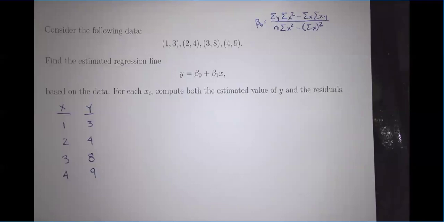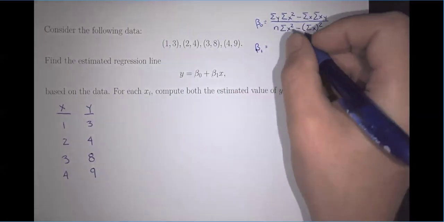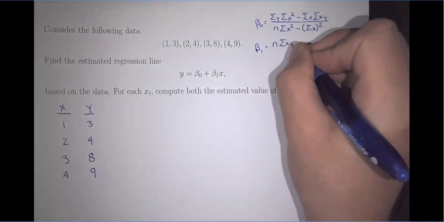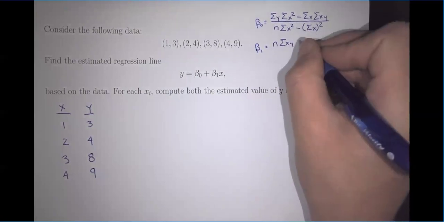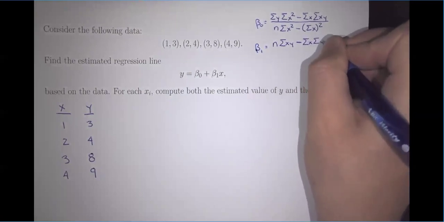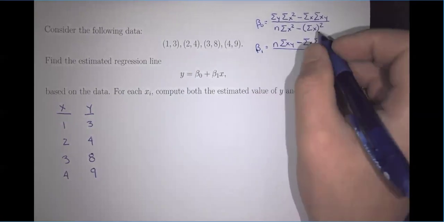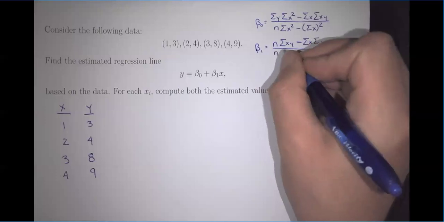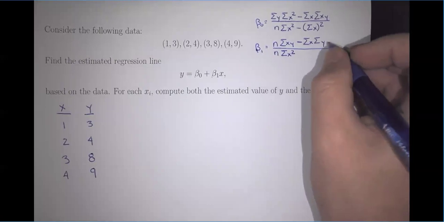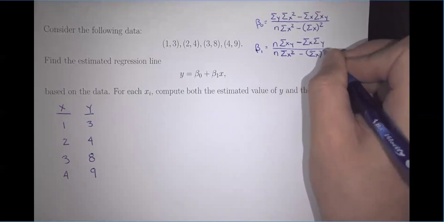In order to figure out beta 1, we're going to use the formula n times the sum of xy minus the sum of x times the sum of y, divided by n times the sum of x squareds minus the sum of x, squared.